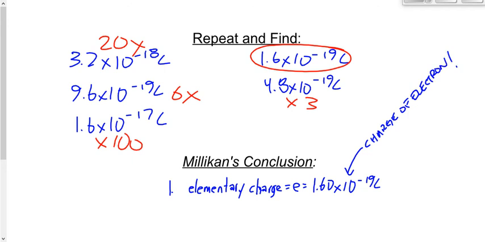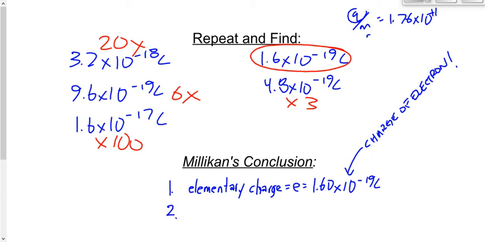Millikan found Q over M. Sorry, Thomson found Q over M. Millikan just found the charge. Now, we combine those results, we can find the mass, right? Charge to mass ratio, Thomson. Charge, Millikan. Mass, both. Combine the results of both experiments and get the mass. So the first conclusion here is that we have an elementary charge. We found the charge of an electron. And from that, we can get the mass of the electron.